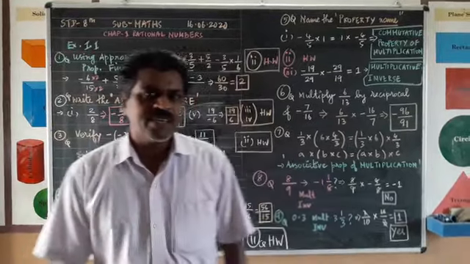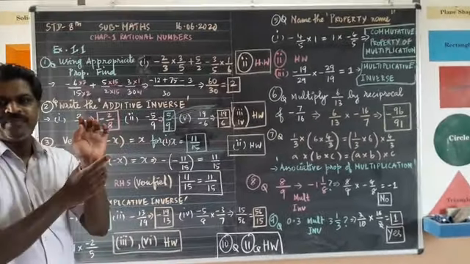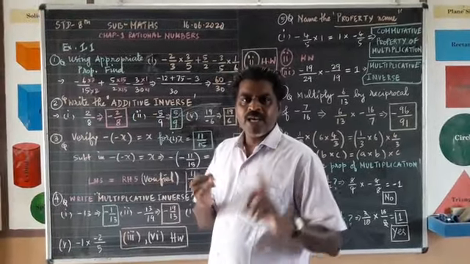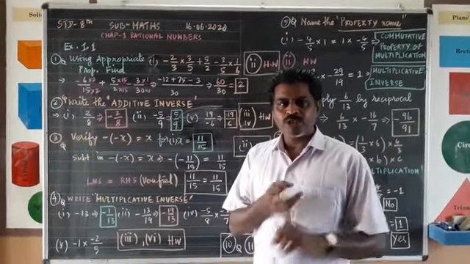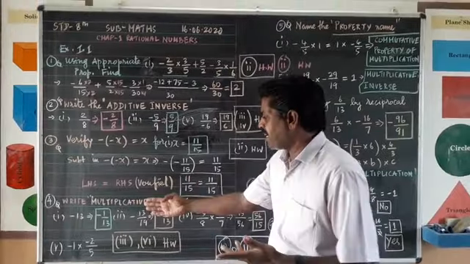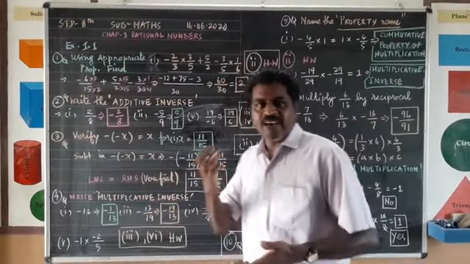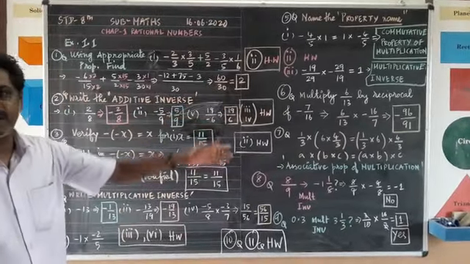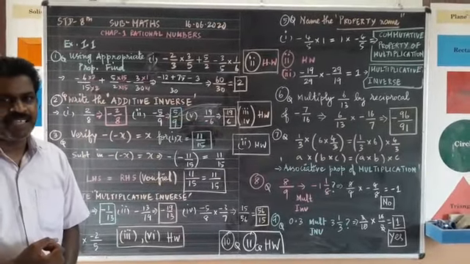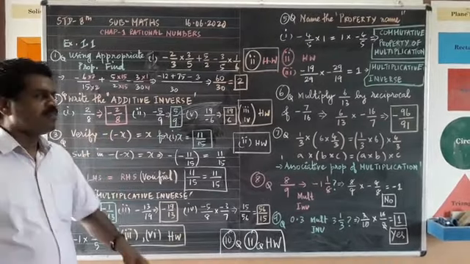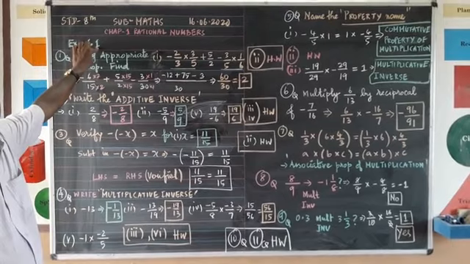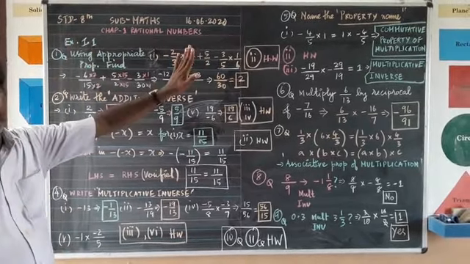In the previous class, we have seen the properties of rational numbers. What are the properties we have seen? Closure property, commutative property, associative property, multiplicative inverse, multiplicative identity, additive identity. So many properties we saw in the last class. Today, based on the properties, we are going to do problems from exercise 1.1. Very easy problems. One by one, I will do it.